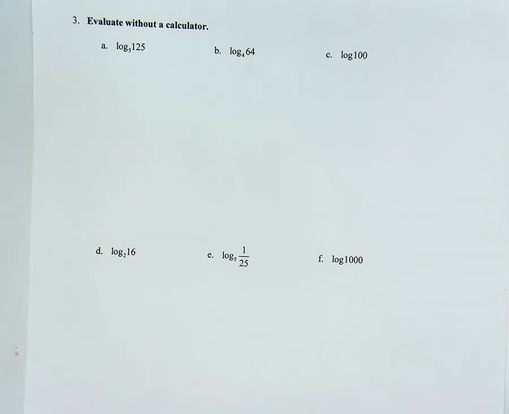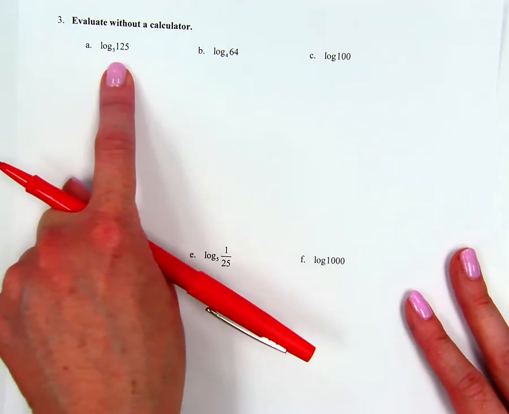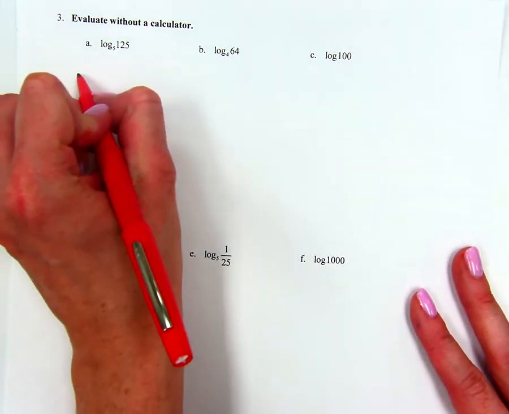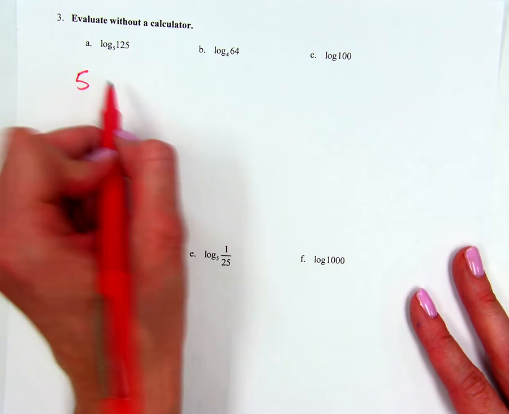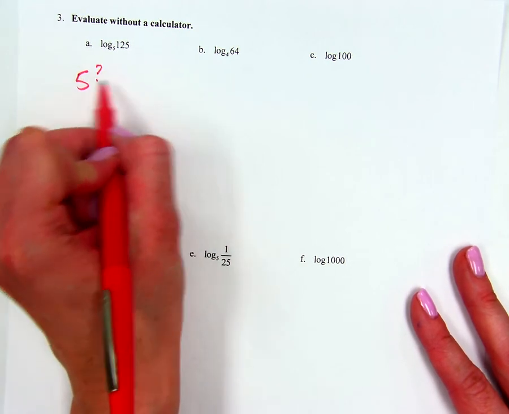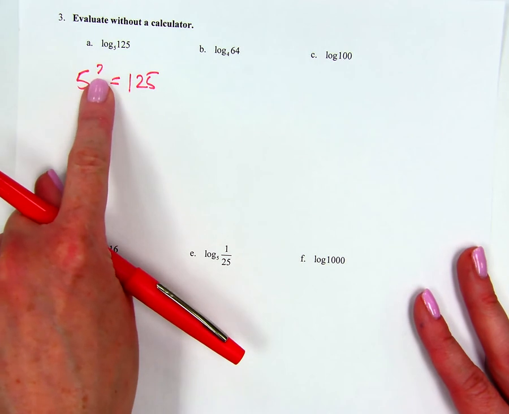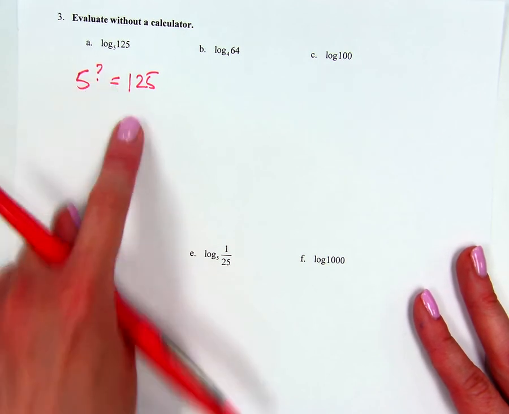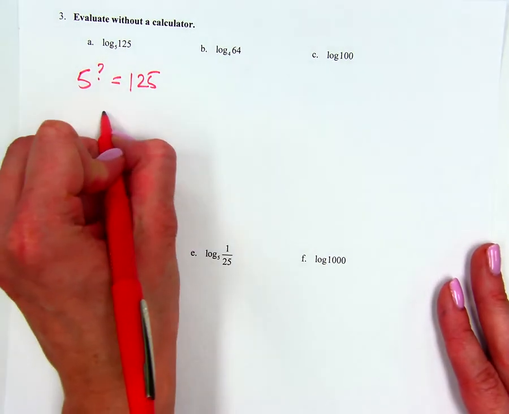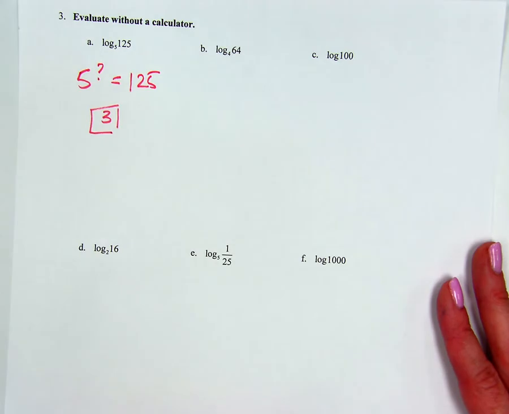So we'll start with A. It says evaluate without a calculator. If you're going to evaluate these without a calculator, you're just going to change it to exponent form. So for this one, we're going to take 5 and raise it to, well, we don't know yet, so we're going to solve for that and set it equal to 125. So 5 raised to what equals 125? And your answer is 3.